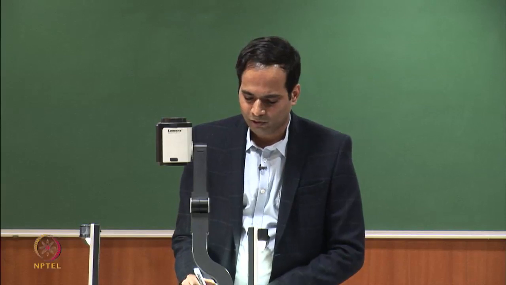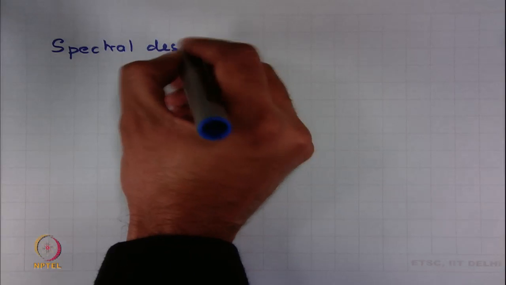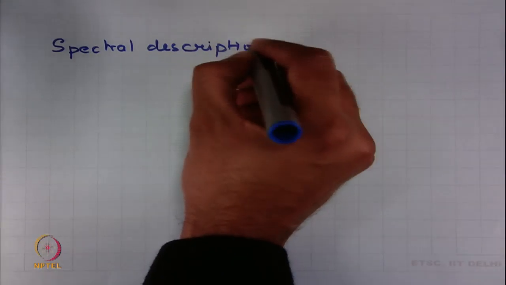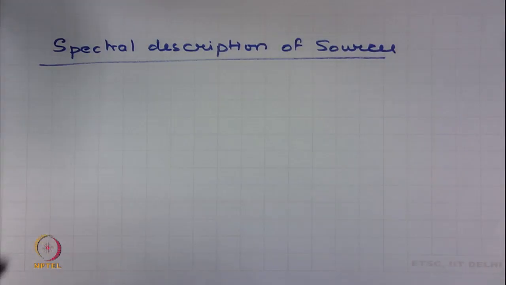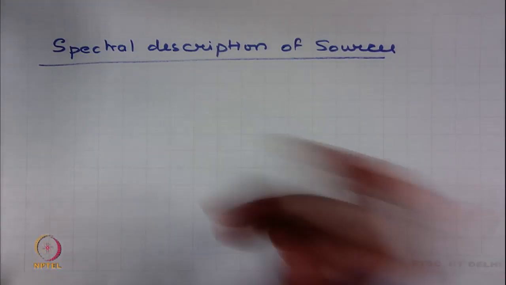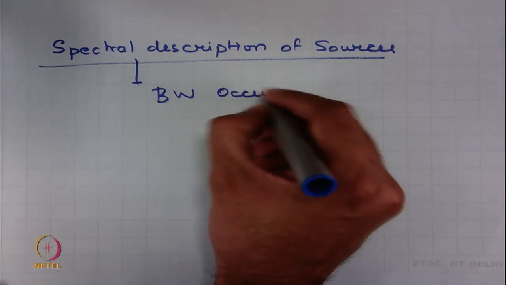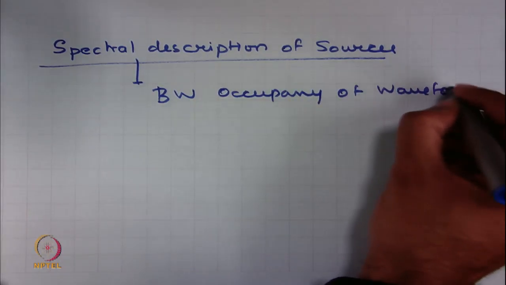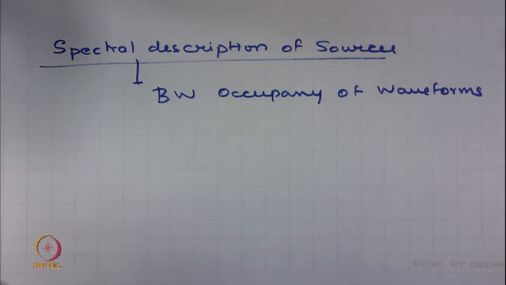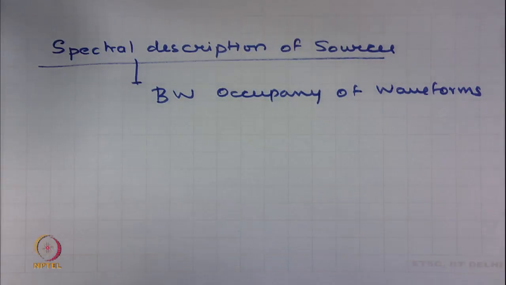Next, we will talk about the spectral description of sources, and the big idea in this topic is we would like to see what is the bandwidth occupancy of my waveforms. Bandwidth is a really important thing, because bandwidth comes at a price and you want to minimize the bandwidth occupancy of your waveforms.